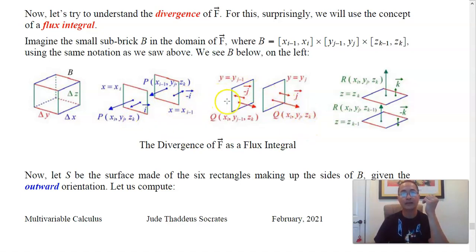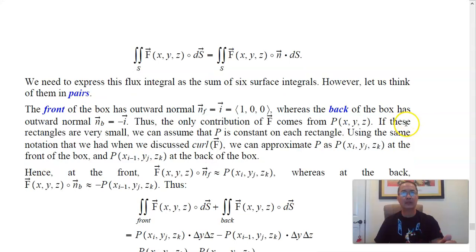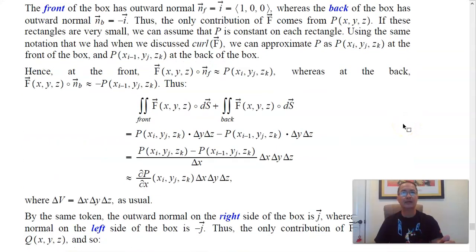Similarly along the y-axis, Q will enter on the left, where the outward normal is towards negative j, and exit on the right, where the outward normal is along positive j. And similarly from the bottom face and the top face of your cube. So let's compute the total flux that we're going to get. For the front and the back, it's just the field times the area, which is delta y delta z. But in the front, you're going in the positive x direction. In the back, you're going in the negative, going against i. So therefore you're subtracting.